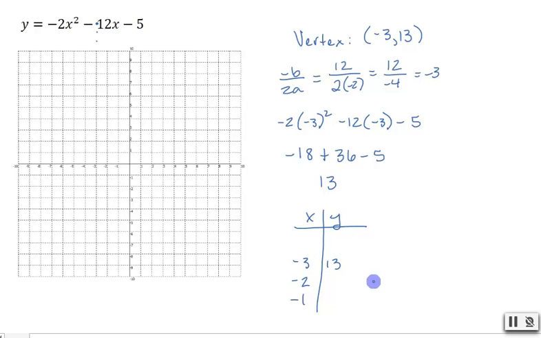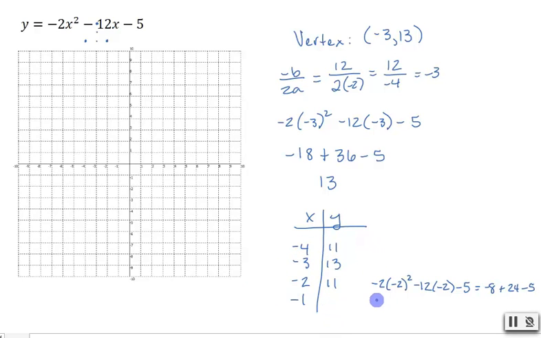If I put in a -2, that's -2 times -2 squared minus 12 times -2 minus 5. So that's 4 times -2 is -8 plus 24 minus 5. So this is -13 plus our 24 is 11. So -2, 11. And buddy point over here, we're going to have the -4, 11.